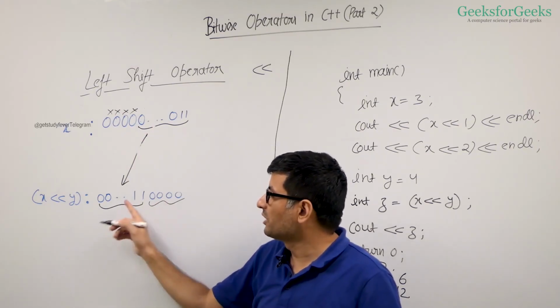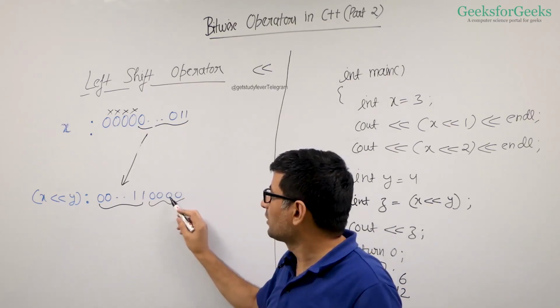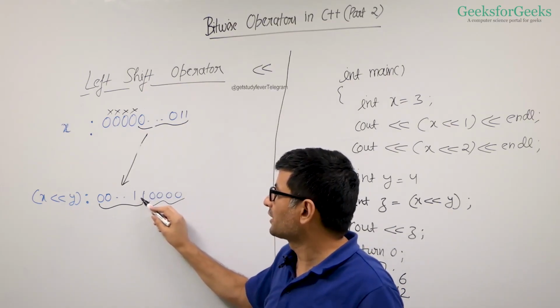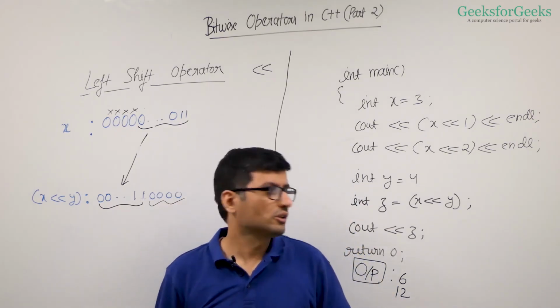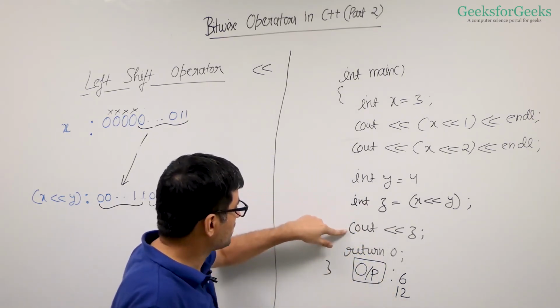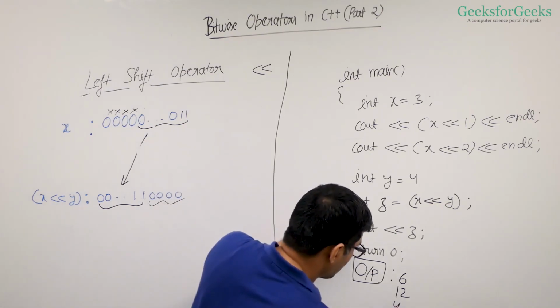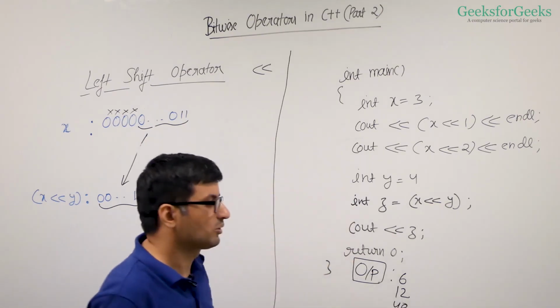So what is the decimal equivalent of this number? It's 1, 2, 4, 8, 16 and 32. 16 plus 32 is 48. So the last line of output, the cout z, prints 48 on the screen. So that's the output of this program.